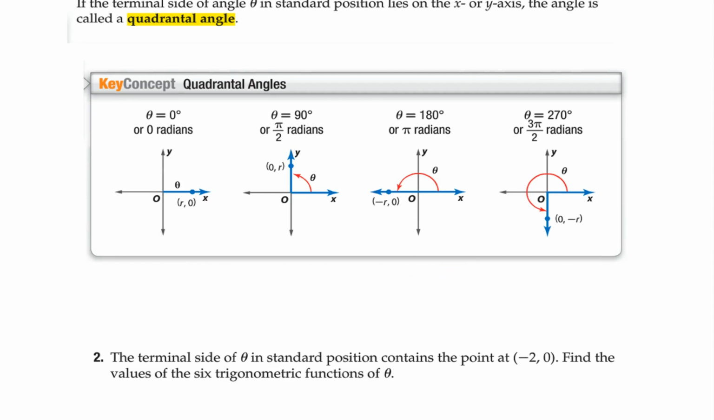And so, hey, look, we just talked about this. Those are called quadrantal angles. That's when you fall on the axis. So you're going to fall on that line, or that line, or that line, or that line. Those are done specially, right?